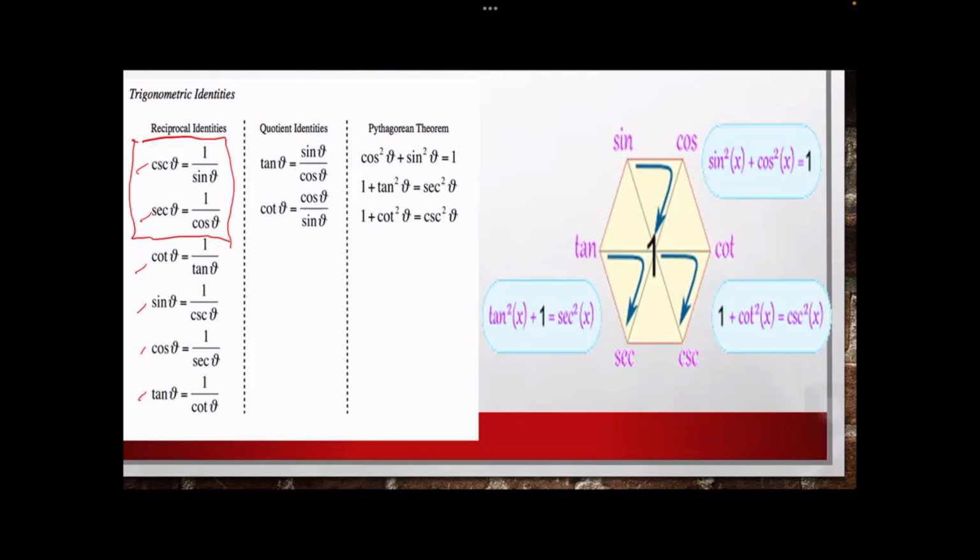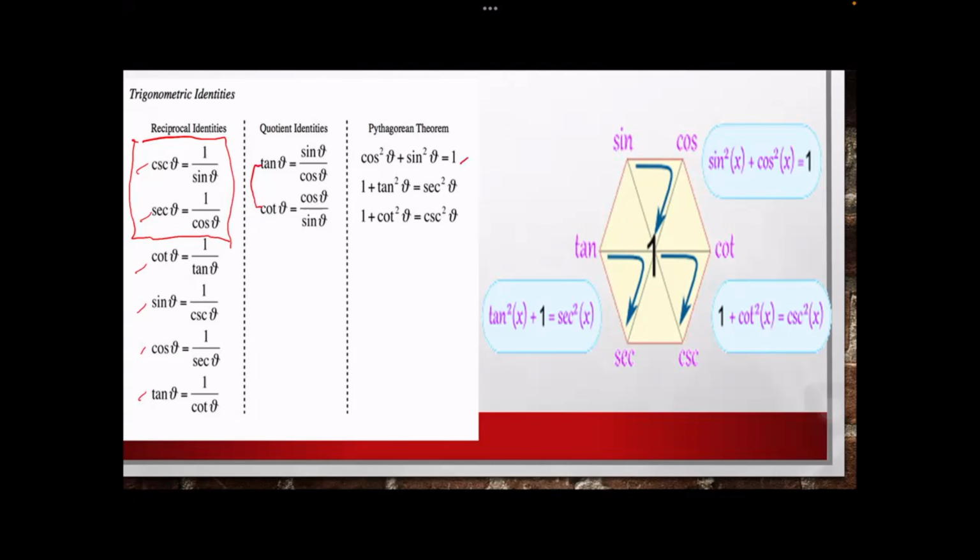In the quotient identities, meron tayong tan is equal to sine over cosine and cotangent is equal to cosine over sine. Kung mapansin nyo, itong dalawang to, they are reciprocal to each other. Baliktad lang sila. Then Pythagorean theorem, we have cosine squared theta plus sine squared theta is equal to 1.